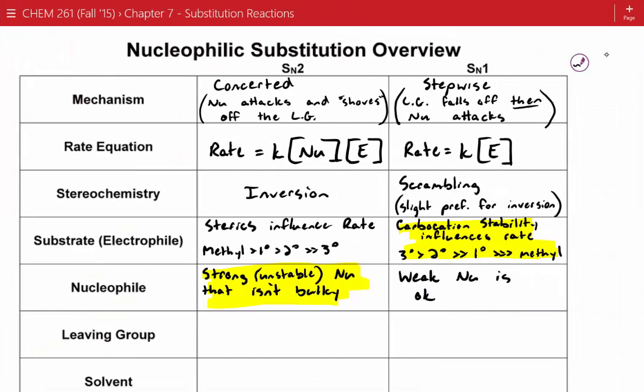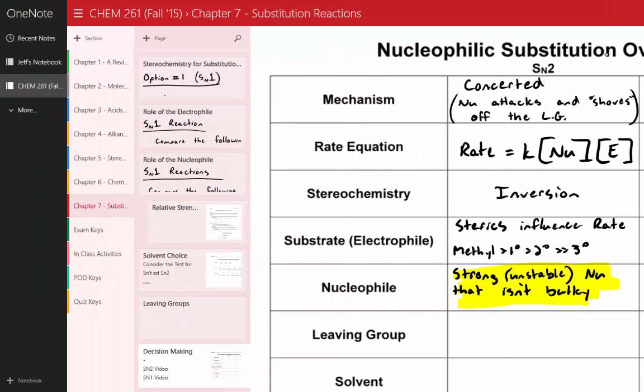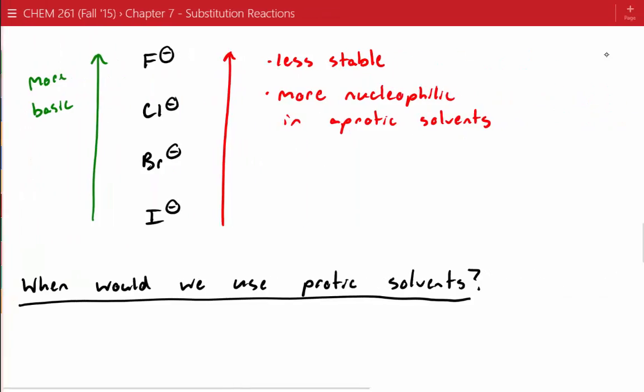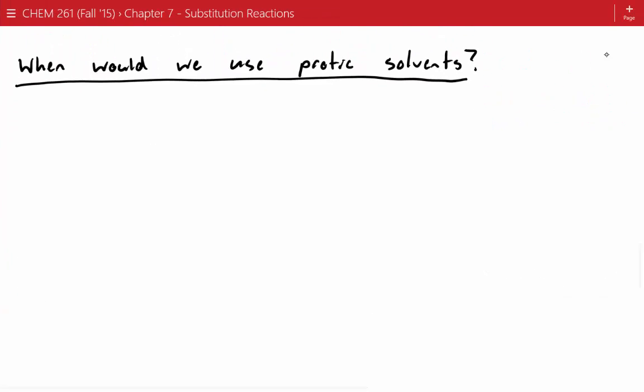If we look at our nucleophile, we said with an SN2 reaction, we really, really need a strong, unstable nucleophile that isn't bulky. With an SN1 reaction, nucleophile strength doesn't really matter. So maybe a polar protic solvent would work okay in an SN1 reaction where it wouldn't work in an SN2 reaction. So let's go back to our solvent choice, and let's make a note of that.